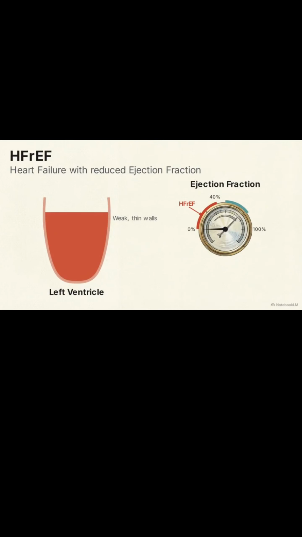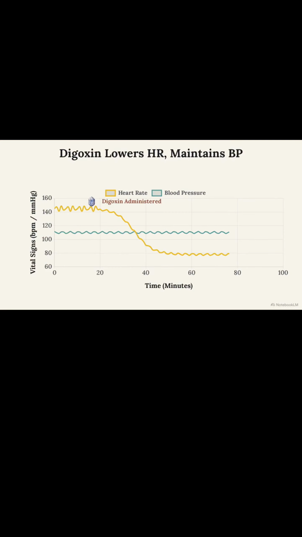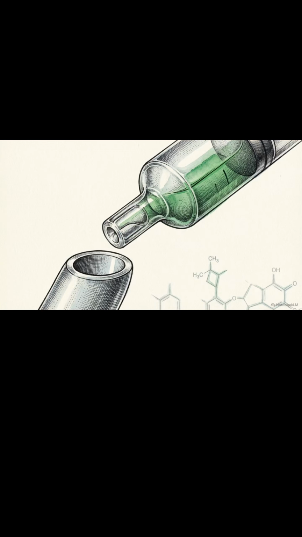It is deployed for patients in atrial fibrillation who also present with hypotension, or those suffering from HFrEF. HFrEF stands for heart failure with reduced ejection fraction, meaning the left ventricle lacks the mechanical strength to pump adequate blood. Standard rate control agents, namely beta blockers and calcium channel blockers, depress blood pressure. Administering these to a hypotensive patient risks immediate cardiovascular collapse. Digoxin controls the heart rate without dropping the blood pressure.